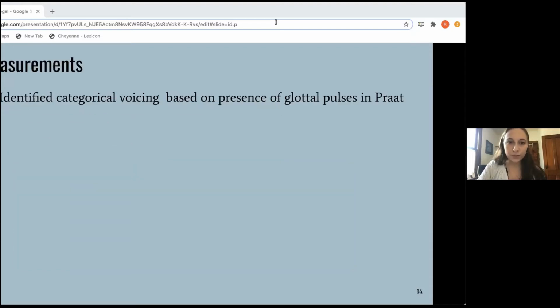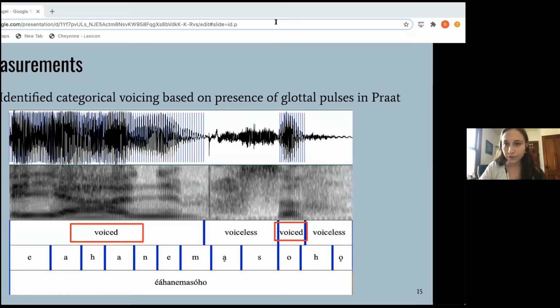In all of these words, I identified categorical voicing based on the presence of glottal pulses. Here's an example of how this worked. So you have a spectrogram and waveform here with glottal pulses shown as blue lines on top of the waveform. And the first tier in the text grid indicates categorical voicing or voicelessness based on the presence or absence of glottal pulses during that interval. And this is comparable to the binary classification of voicing seen in many previous studies.